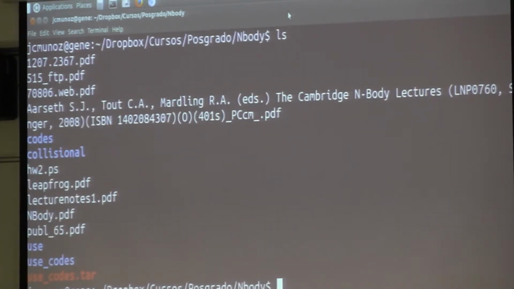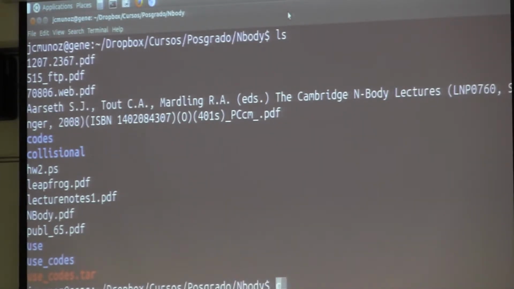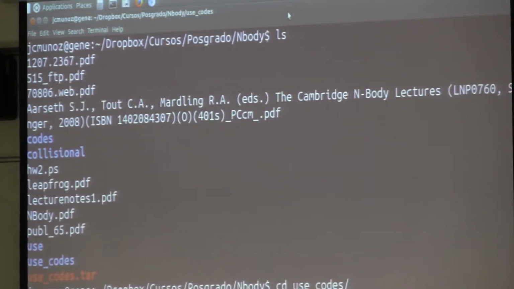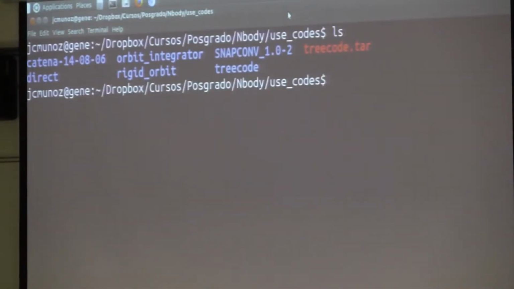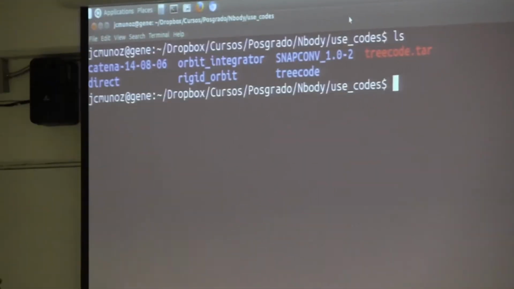Yeah. So, let's move inside the folder. So, cd use codes, and enter is going to take you inside the folder. If you do ls, then it is going to list you the content of the folder, which are the programs I'm providing you for the exercise today, which we are not going to use all of. But okay. There are actually 5 codes and a set of tools to change formats and play with it.